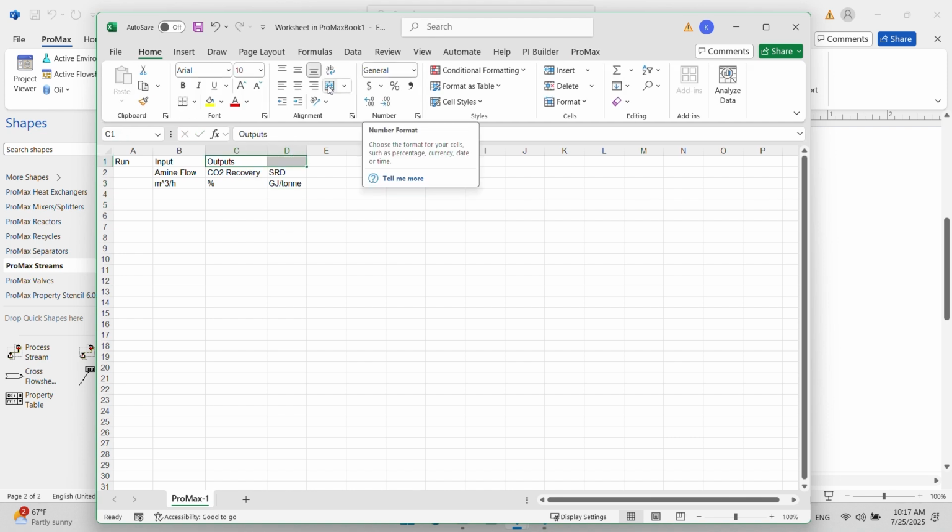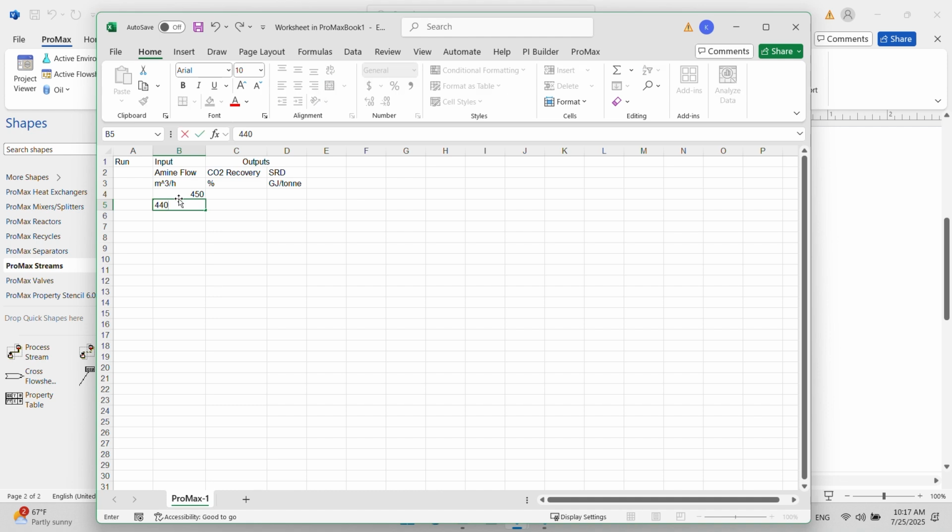And then the next thing I will do is come up with the numbers I want to use for the amine flow. Just for this example, I want to see what happens if I go down with my flow rate. And I just want to do 4 runs. So I'm going to prepare the table like this. I have 4 runs, changing the amine flow rate, and these are the results I'm going to be watching.